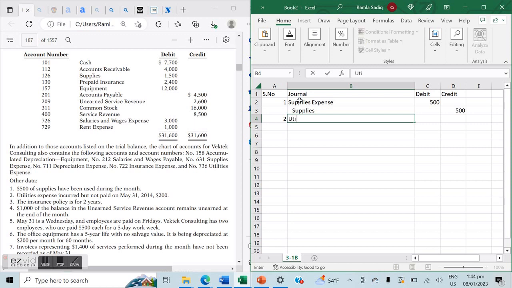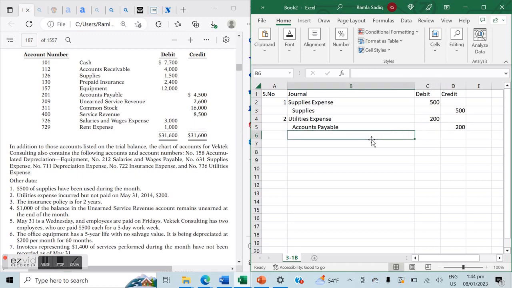For your second entry, it says utilities expense incurred but not paid on May 31st, 2014 of $200. So once again, you've got an expense, but against that, you're going to have a payable. So you've got a utilities expense to an accounts payable. And we're just going to confirm over here if we have a utilities payable. We do not. So we're just going to put it against our accounts payable, which is our short-term liability. And the expense incurred was of $200, so $200 to be debited and $200 to be credited.